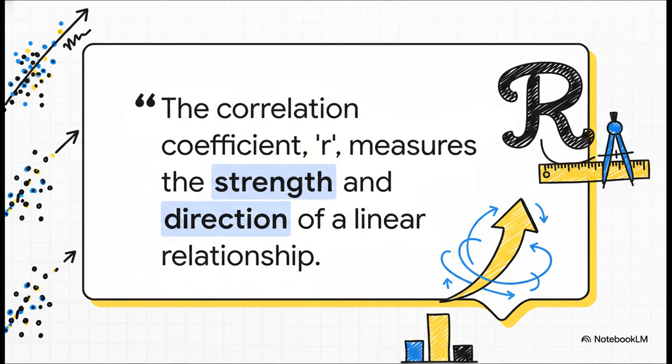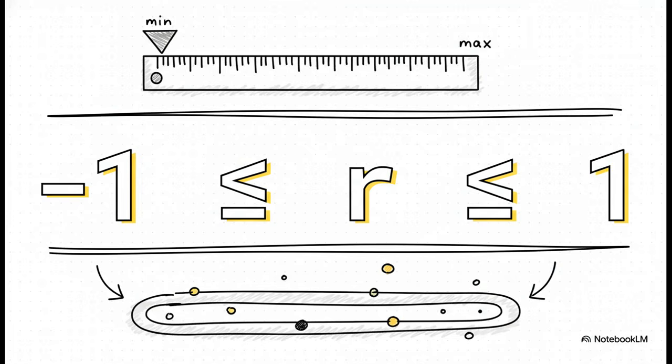The correlation coefficient, which we just call R, takes that entire visual pattern and boils it all down to a single, powerful number. And here's the rule for R. It always has to live somewhere between -1 and +1. It can't ever be higher or lower. This strict, predictable range is what makes it so useful and easy to understand once you know the code.